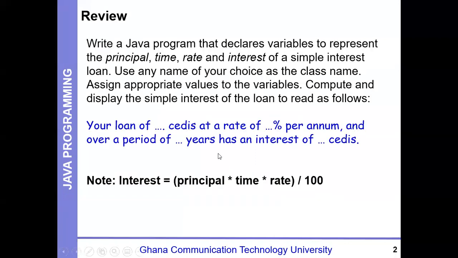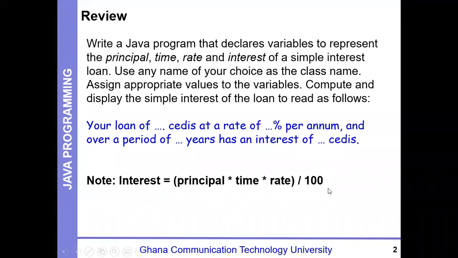Let's look at the assignment or the exercise we ended up with last week. It said: write a Java program that declares variables to represent principal, time, rate, and interest of a simple interest loan. So somebody is taking a loan over some time, and we want to calculate how much interest the person has to pay.